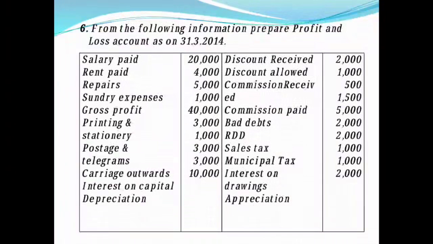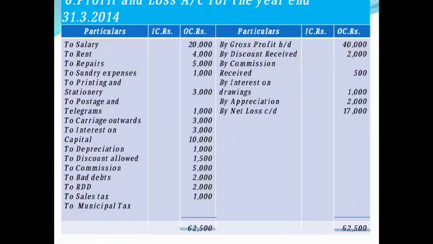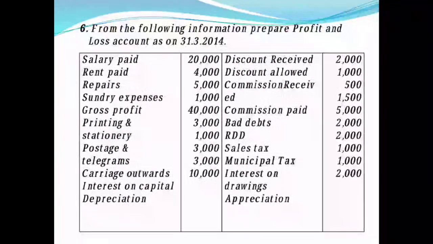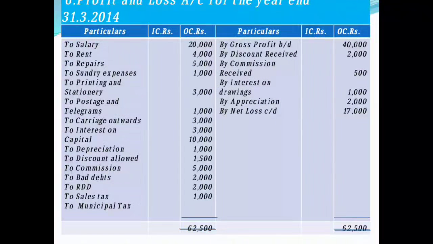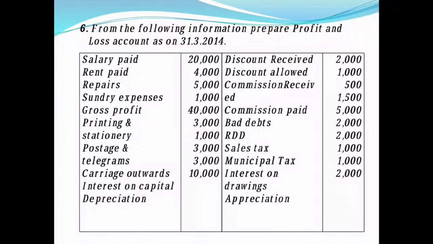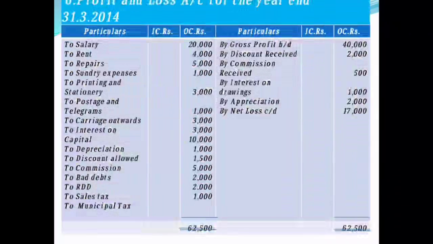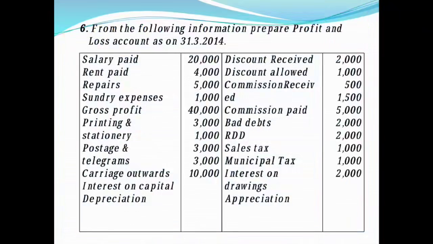The next you have commission received 500. Okay, so commission received, credit side you are going to record because it is a receipt, income, by commission received rupees 500. The next you have commission paid rupees 5,000. Commission paid, so debit side you are going to record to commission rupees 5,000. Okay. Then next you have bad debts rupees 2,000. Again debit side you are going to record to bad debts rupees 2,000 here.